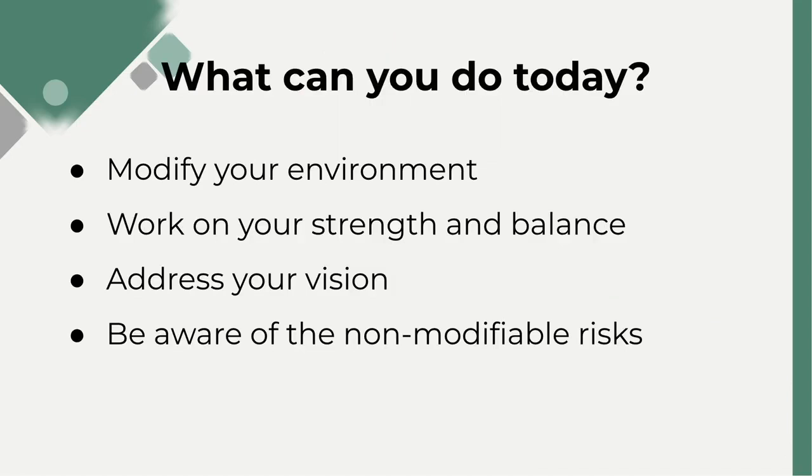Let's say you decide to start by looking at extrinsic or external factors. You can start by modifying your home environment. Look around your home and see if there is anything that could be removed that could pose a tripping hazard, or setting up better lighting can make a big difference. Now, work on your strength and balance.